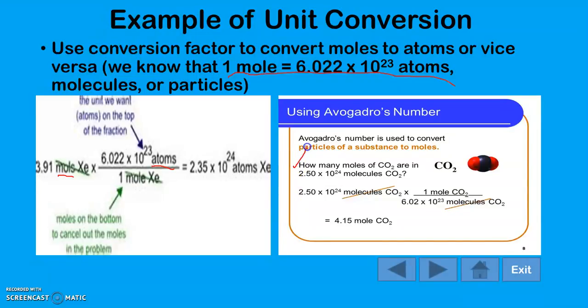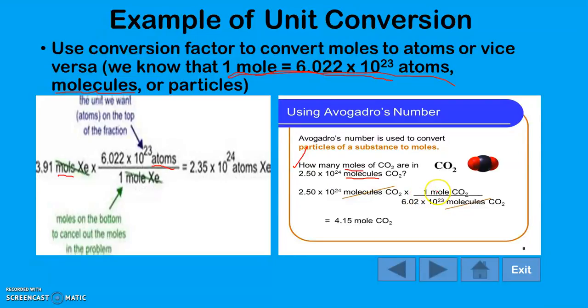Here, we're being asked how many moles of carbon dioxide are in 2.50 times 10 to the 24 molecules of carbon dioxide. Our given units, molecules. Our desired units, moles. There is a relationship between molecules and moles. 1 mole equals 6.022 times 10 to the 23rd molecules. We're going to use this relationship to set up our conversion factor.